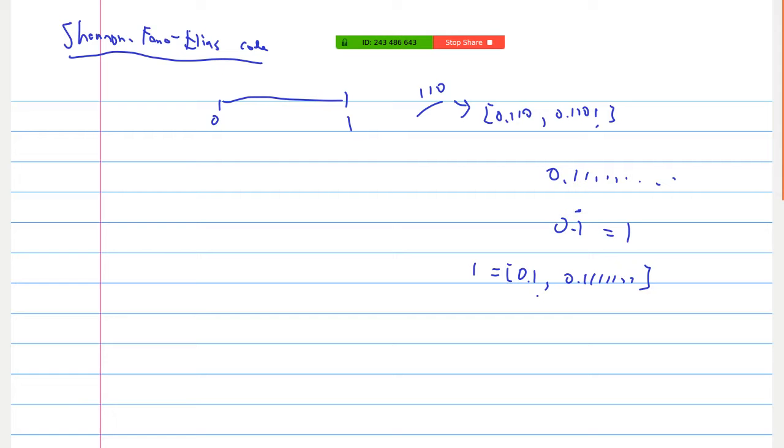What I mean is, this side is a codeword, and this side is mapped into some interval between 0 and 1. So for any codeword, for example 110, it will correspond to an interval from 0.110 to 0.110111.